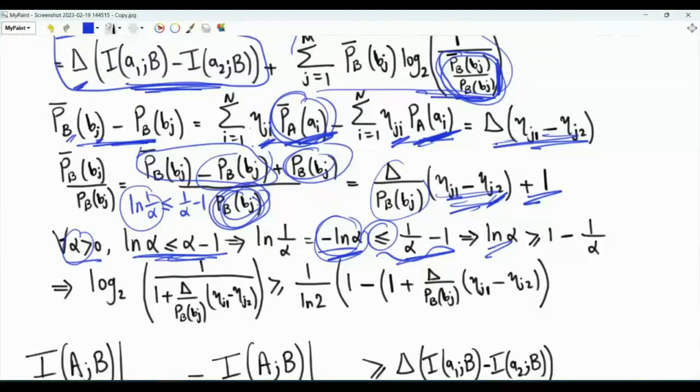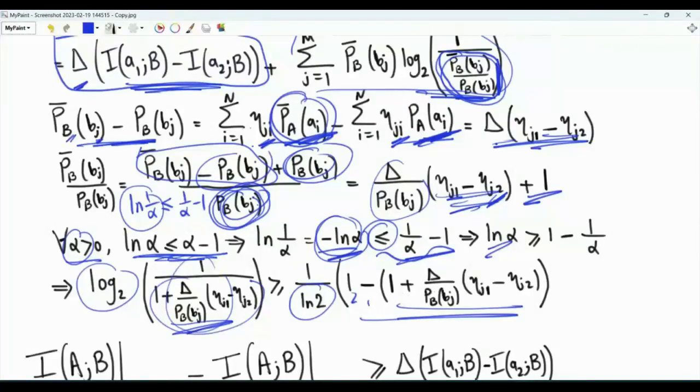Let's go back to the logarithm that we have in our expression. This is the logarithm. We can write log to the base 2 as the natural logarithm divided by the natural logarithm of 2. And now our inequality tells us that we can take the natural logarithm of this quantity and lower bound it by 1 minus 1 over what we have inside the logarithm. So this will be 1 minus, here we have 1 over this. So what we get here is 1 plus this term here. 1 goes with 1, and what we have is minus delta over ln 2, and then eta j1 minus eta j2.